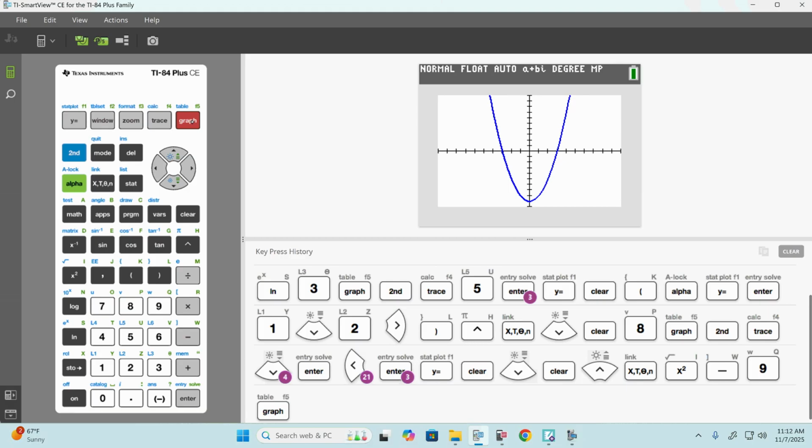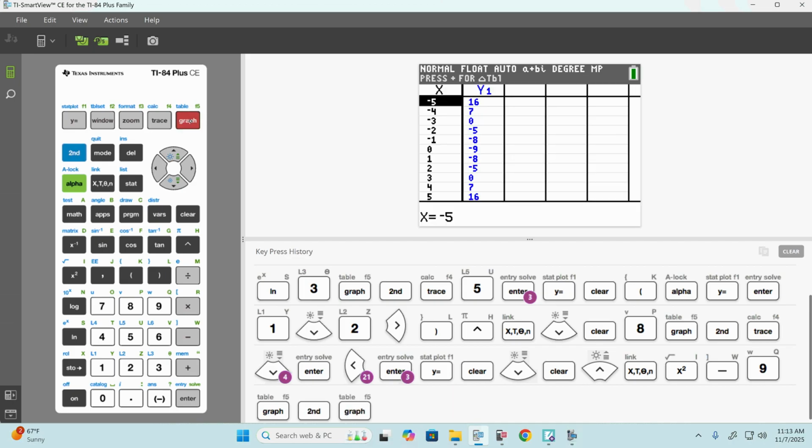And our solutions are the values of x that make the function equal 0. We're looking for the values of x that will make y be 0. Now, if it's kind of hard to see what it is on this here, we can go second graph. Yes, sir.